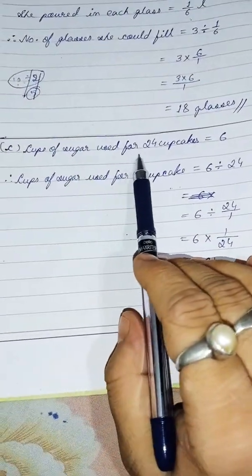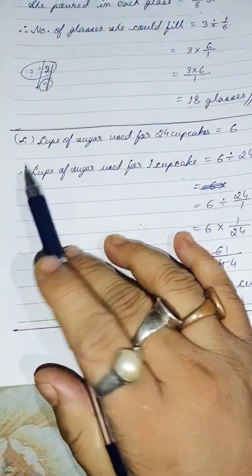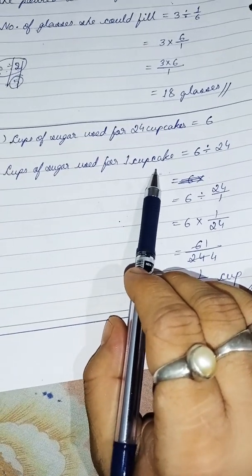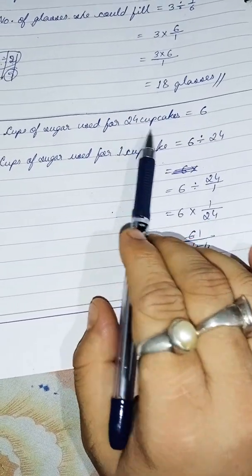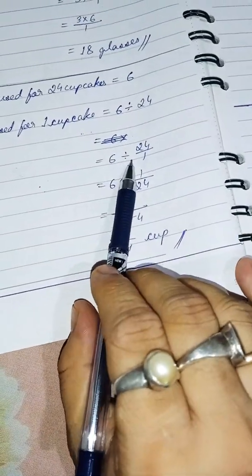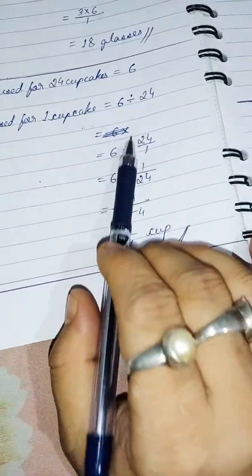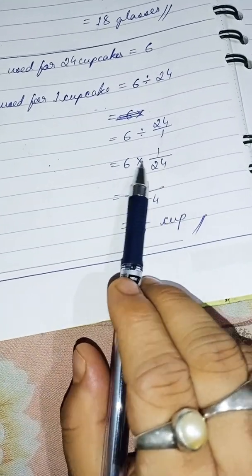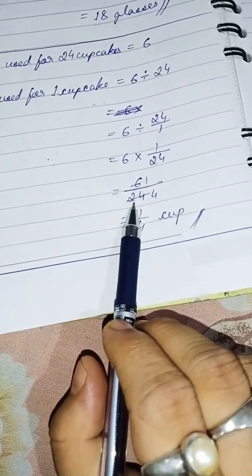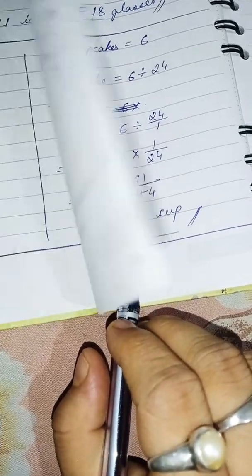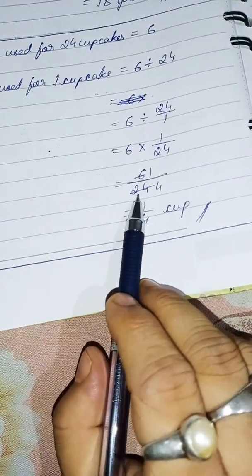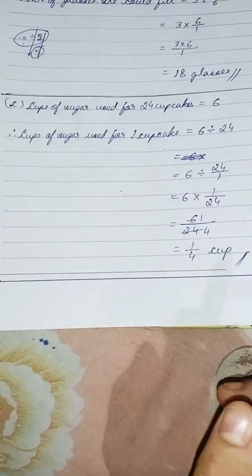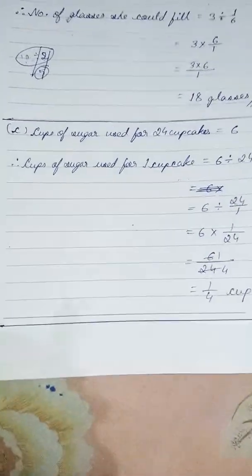So cups of sugar used for 24 cupcakes is given 6. You have to find out how much cup of sugar is used for 1 cupcake. So for 1 cupcake it will be less, so 6 divided by 24. So 6 into 24 by 1, 6 divided by 24 means 24 by 1. So it becomes 6 into 1 by 24. So 6 1 just 6 by 24. Now 6 and 24 both are divisible by 6. So 6 1 just 6, 6 4 just 24. Answer is 1 by 4 cup. So for 1 cupcake you need 1 by 4 cups.